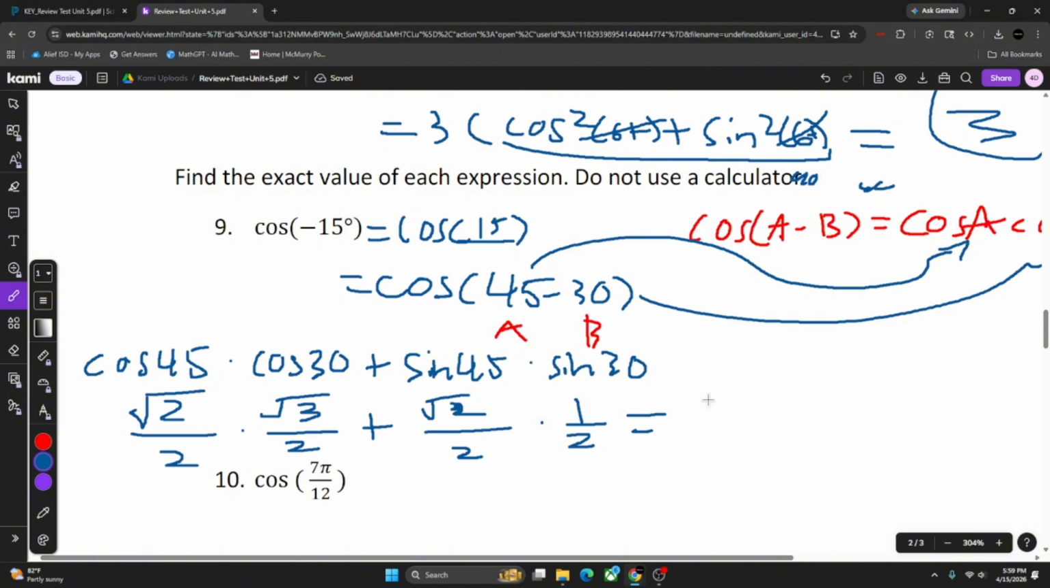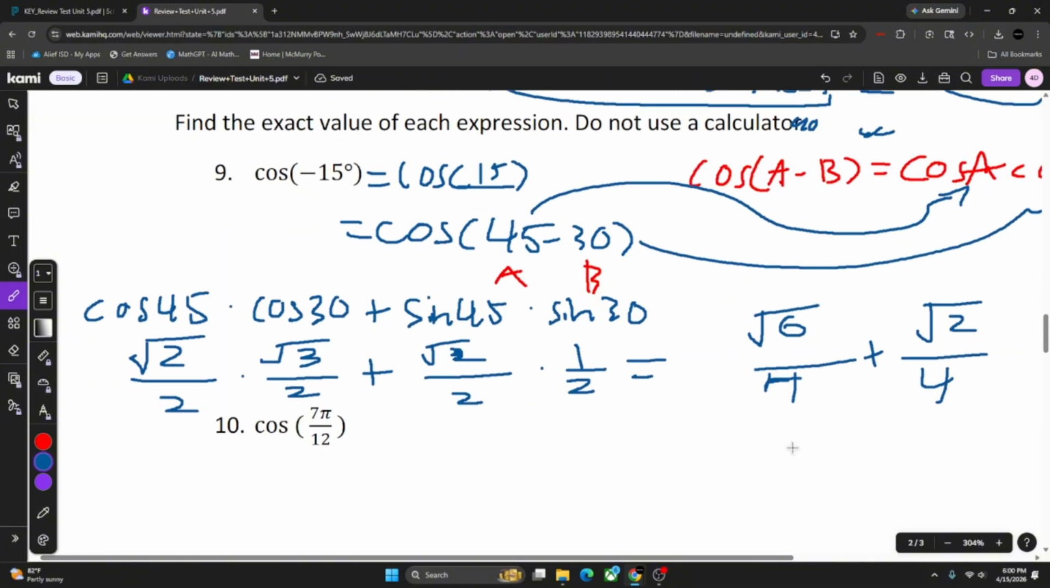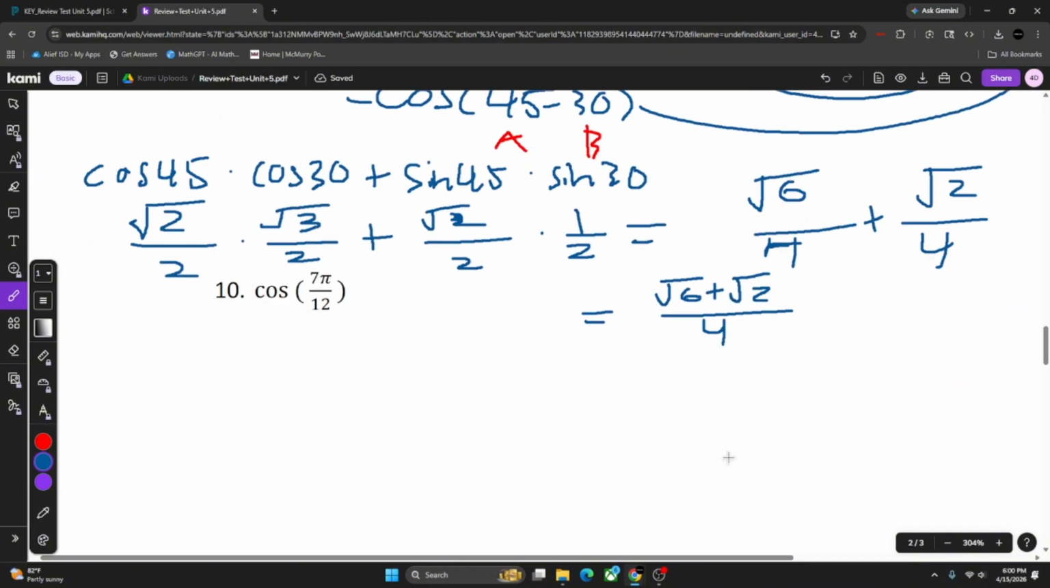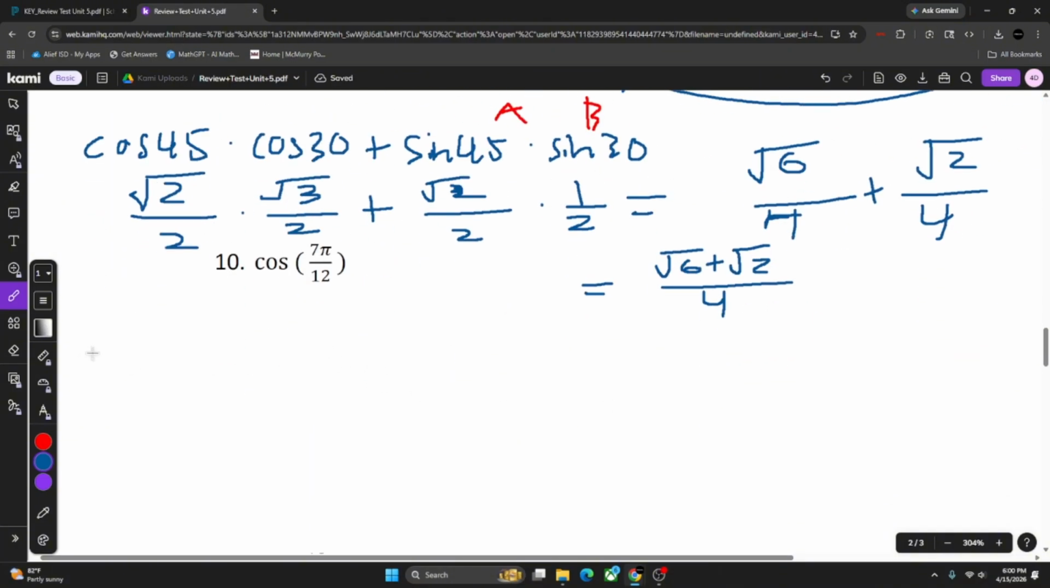3 times 2, square root of 6. 1 times square root of 2, square root of 2. 2 times 2, 4. 2 times 2, 4. And then since they're the same, we can just add them together. So quite frankly, it's 6. Yep, boom, that's it.